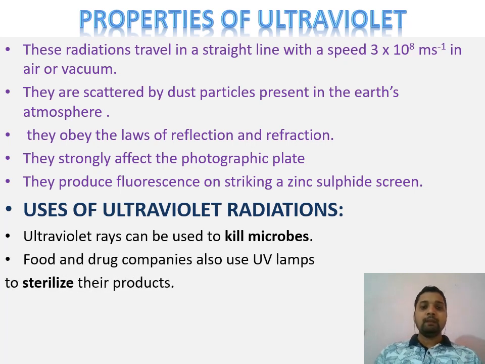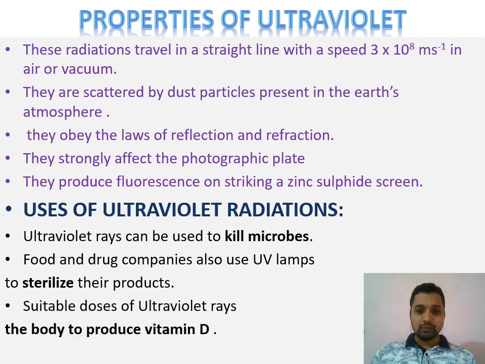Ultraviolet radiation is used to sterilize food and drugs, so that all the germs present, or pathogens, the disease-causing bacteria called pathogens, can be killed by this ultraviolet radiation. Ultraviolet radiation is also used to give vitamin D in our body, but excess of ultraviolet radiation can cause serious damage to our body. So this is the properties and use of ultraviolet radiation.